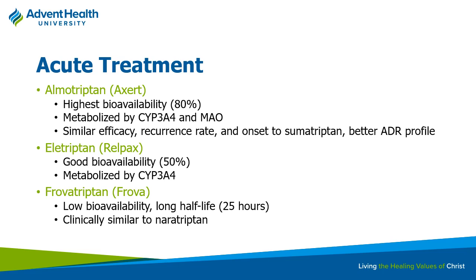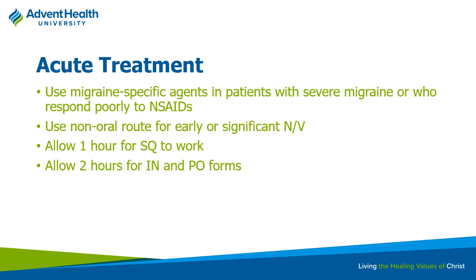So again, once you're working with these patients, you'll get a feel for which ones are going to be your go-to. But typically sumatriptan is going to be the first line one. These are good for patients who are not responding well to, say, NSAIDs, or if they have really severe migraines. This is where you want to start off with your triptans.